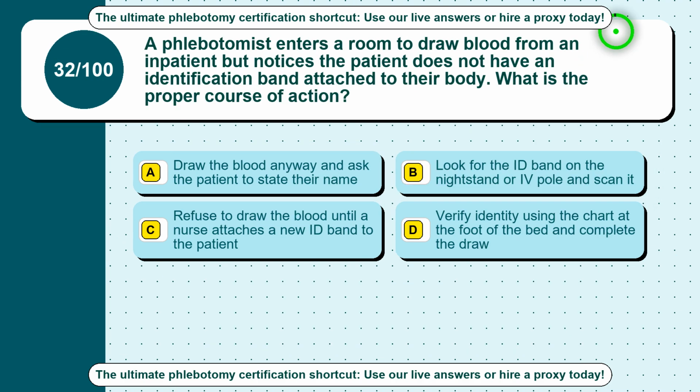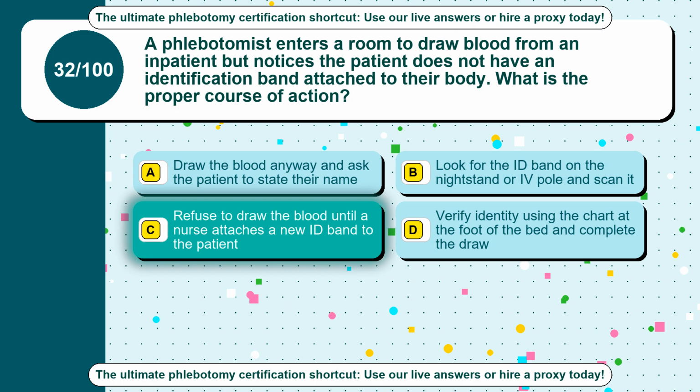Question 32. A phlebotomist enters a room to draw blood from an inpatient but notices the patient does not have an identification band attached to their body. What is the proper course of action? Option A. Draw the blood anyway and ask the patient to state their name. Option B. Look for the ID band on the nightstand or 4-pole and scan it. Option C. Refuse to draw the blood until a nurse attaches a new ID band to the patient. Option D. Verify identity using the chart at the foot of the bed and complete the draw.